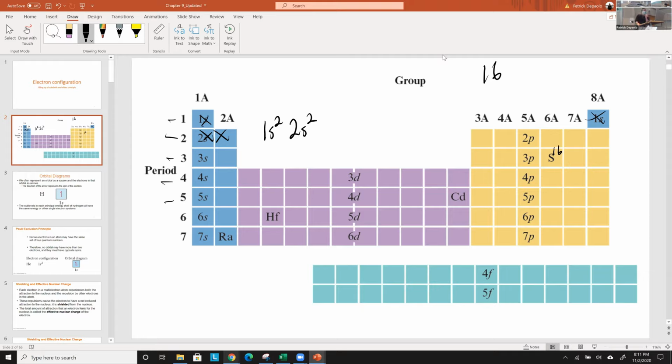So the first p orbital that occurs is n equals 2, because that's the first energy level that L could equal 1. And remember, L equals 1 is a p orbital. That's the first time that could happen. For n equals 3, 4, 5, 6, etc., L could always be 1. But n equals 2 is the first time that could happen, not n equals 1.